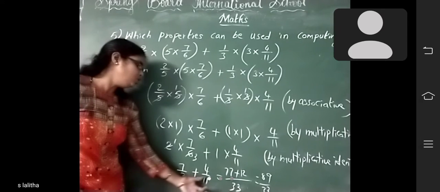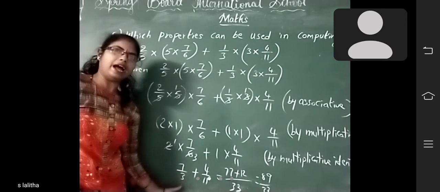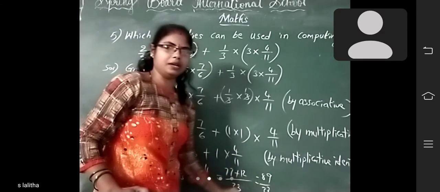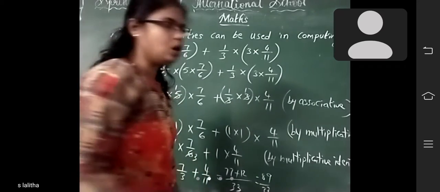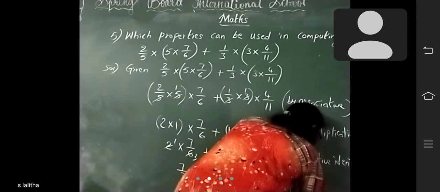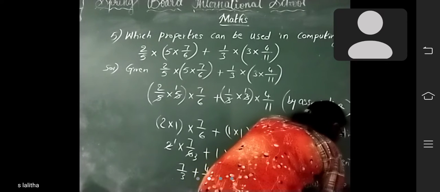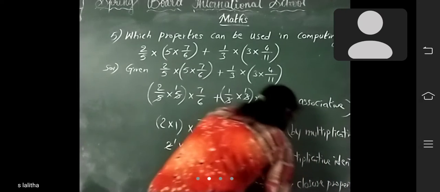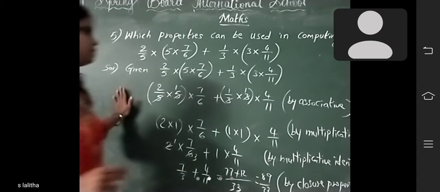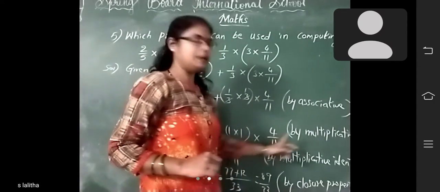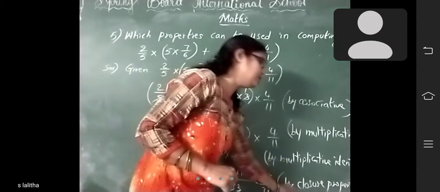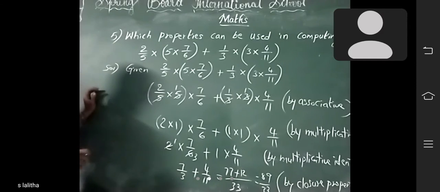So which property is this? You are adding two rational numbers, and we are getting again a rational number. So which property is this? Closure property. Did you understand, children? So which properties are involved in this problem? Associative property, multiplicative inverse, multiplicative identity and closure property. Okay, children? Come on, write.